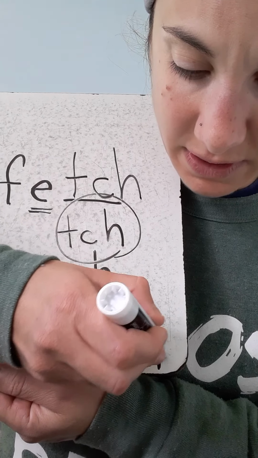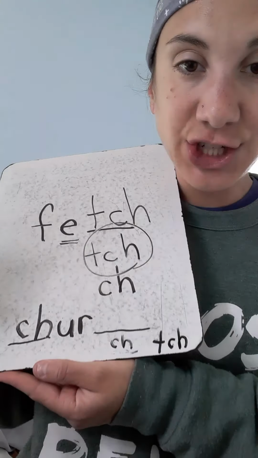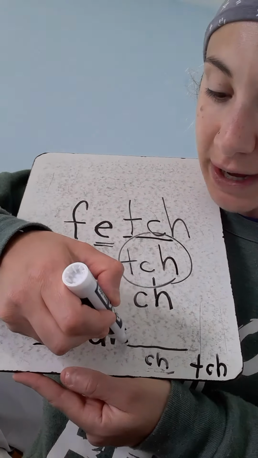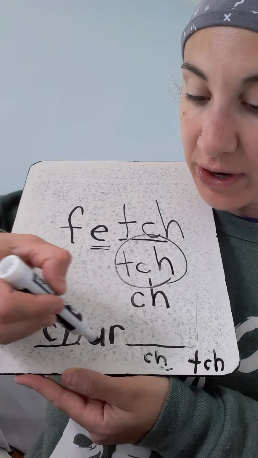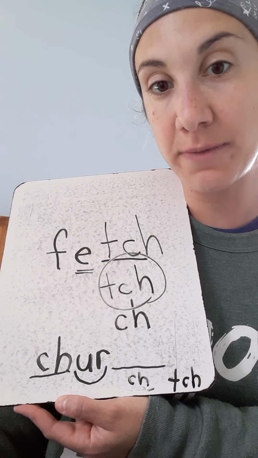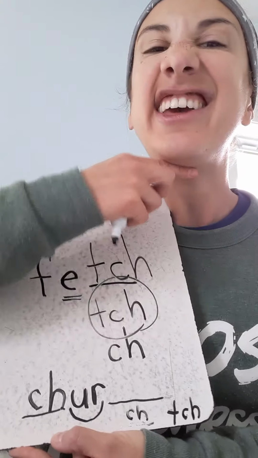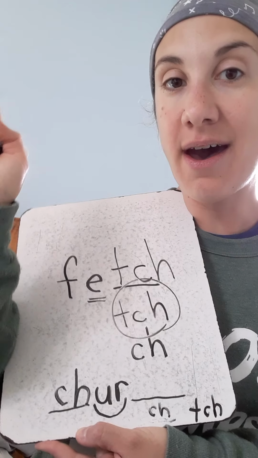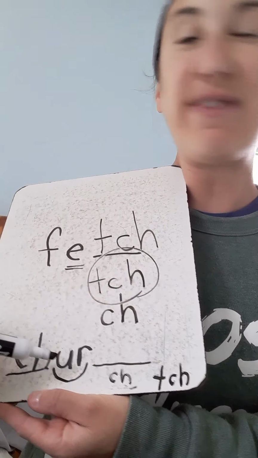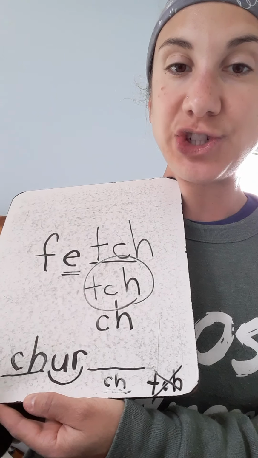I'm running out of room. But when I look at these patterns, remember, TCH follows a short vowel. So let's look at right before him. Right before him, this UR is making the sound. That's an R controlled. So remember, our short vowel sounds are a, e, i, o, and u. So there is not a short vowel sound there. That's an R controlled. So if there is not a short vowel, I can't use TCH, which just leaves me with our CH.